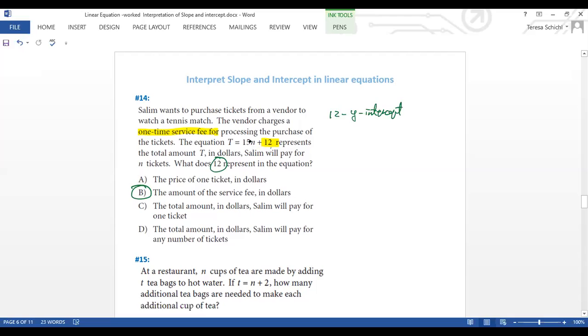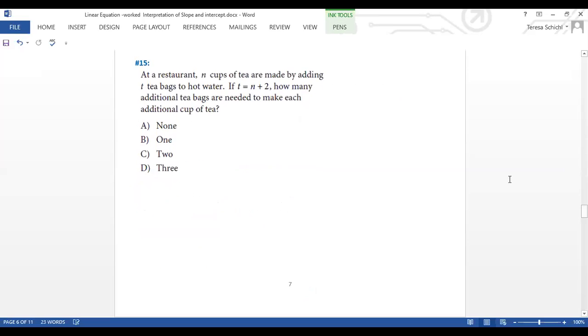So what does the 15 mean? If they ask you what the 15 means, the 15 means each ticket, right? So each ticket is $15, all right? Okay, now let's take a look at number 15 here. For number 15, they said at a restaurant, n cups of tea are made by adding tea bags to hot water here.